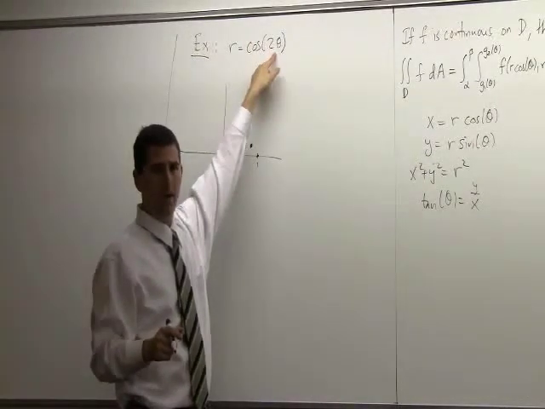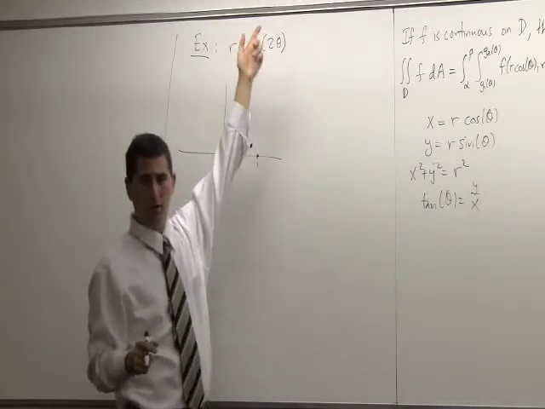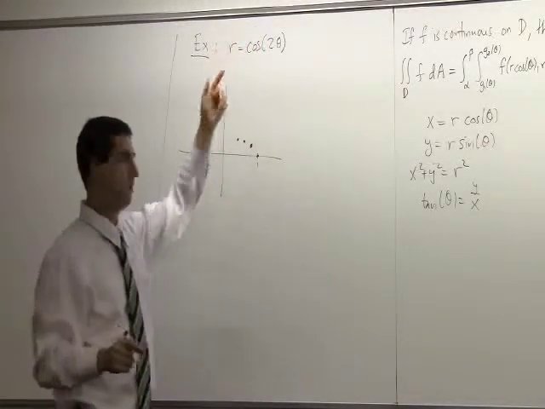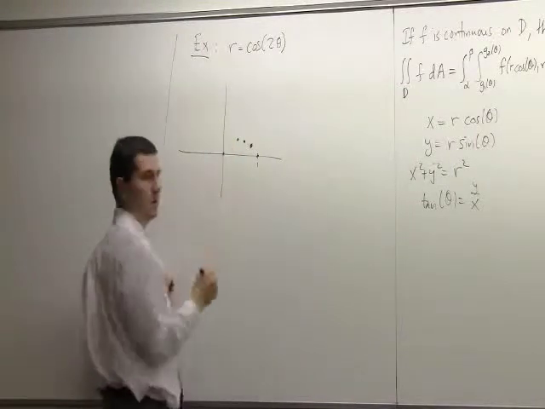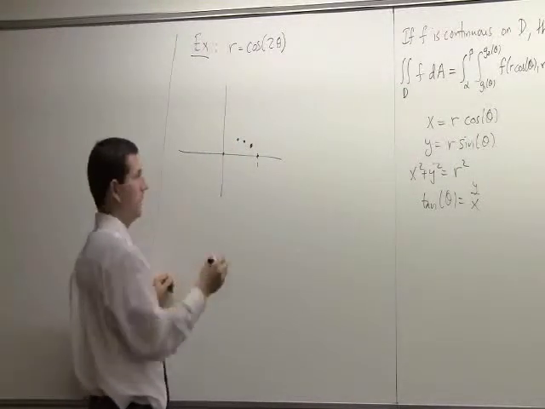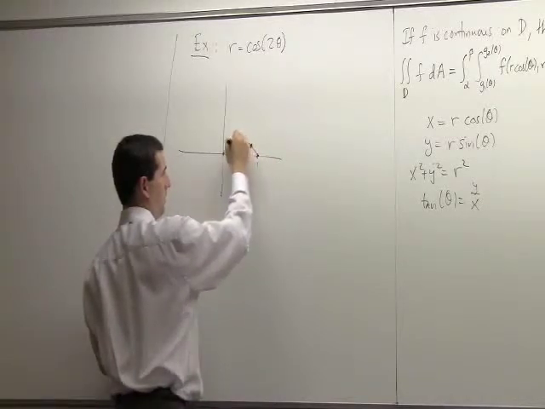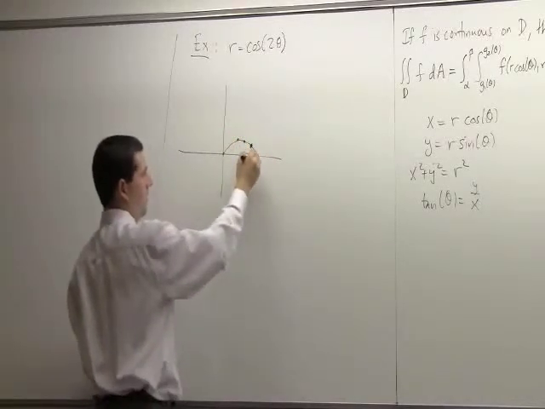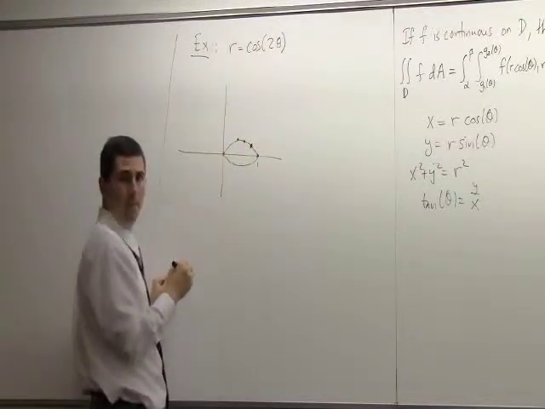How about at pi over 4, times 2 is pi over 2. Cosine of pi over 2 is 0. So it actually comes in eventually to have radius 0. So I'll tell you what actually happens. If you keep graphing this, it goes like that. And if you'd gone the other way, it goes like that.